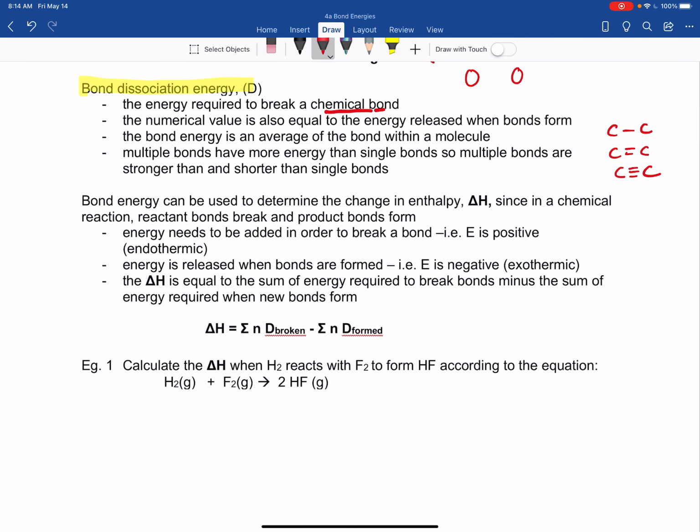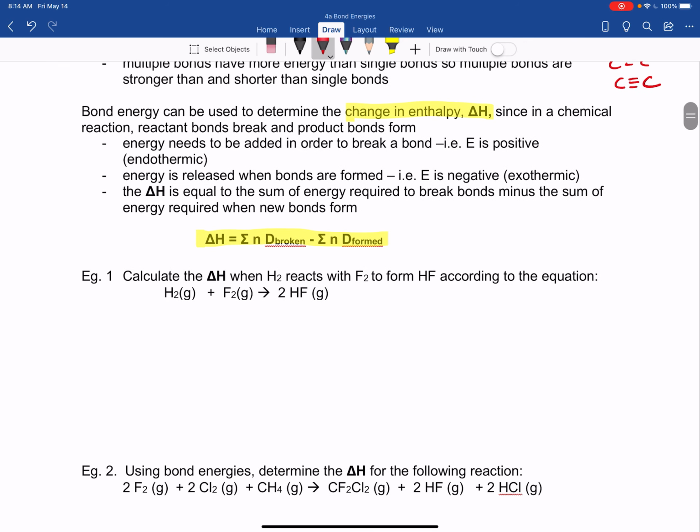So because it's an energy value, it can be used to determine the change in enthalpy of a reaction, since bonds are broken in the reactants and bonds are formed in the products. So energy is added in order to break a bond, and energy is released when bonds are formed. So we have the idea of endo and exothermic within one reaction. So the total energy change is the sum of the energy required to break the bonds minus the sum of the energy released when the bonds are formed, right? So here's our equation.